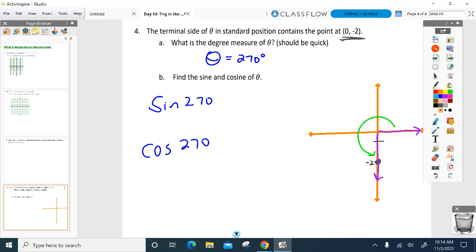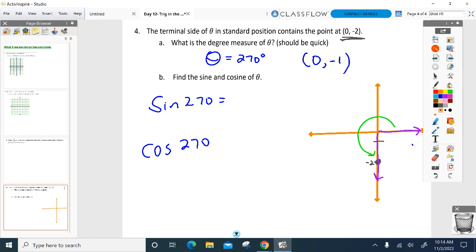Again, I can't use opposite over hypotenuse or adjacent. I don't have a right triangle. You don't need it. I wish you guys would realize how much power you got stored up in your mind from this unit. You just got to separate it and file it away in alphabetical order. Sine of 270. What do you know about the point at 270? I know this is 0, -2, but what's the point we always use on the unit circle? 0, -1, right? You guys know this.